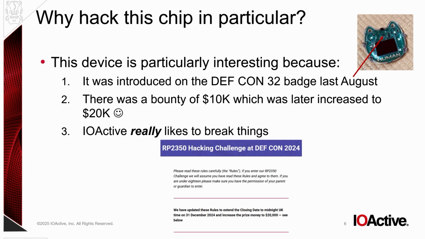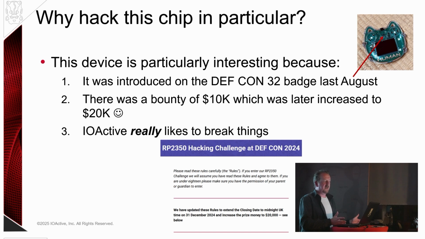So why did we want to attack this chip? Because it was interesting, because it was released on a product which was the badge of DEF CON 32. IOActive sent a lot of people there. It runs at the same time as Black Hat, I believe, in Vegas. So we had a few of these because we had a few people attending, and the Raspberry Pi was on that. Also it was interesting because it was a challenge that was raised by Raspberry Pi themselves.